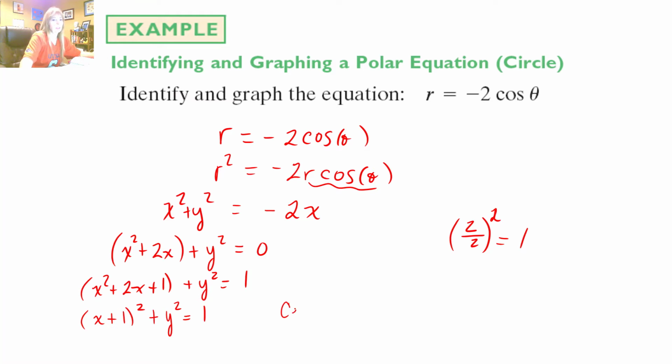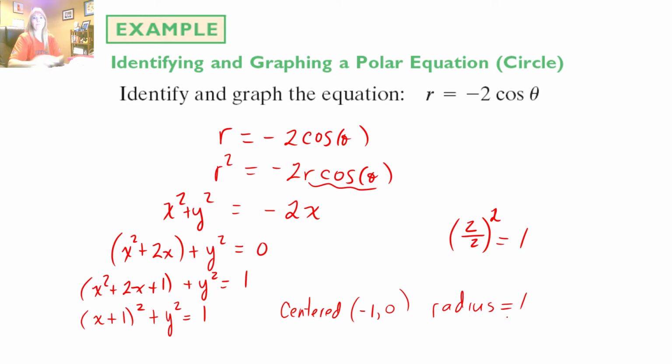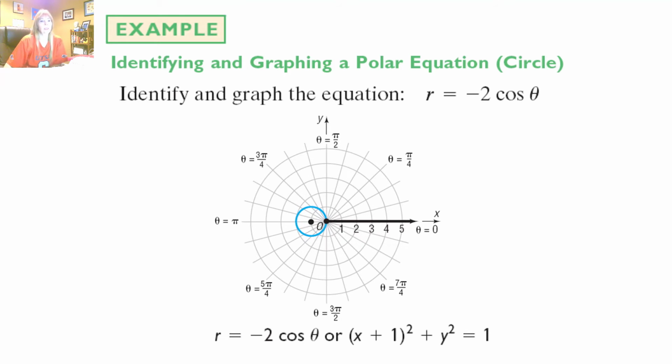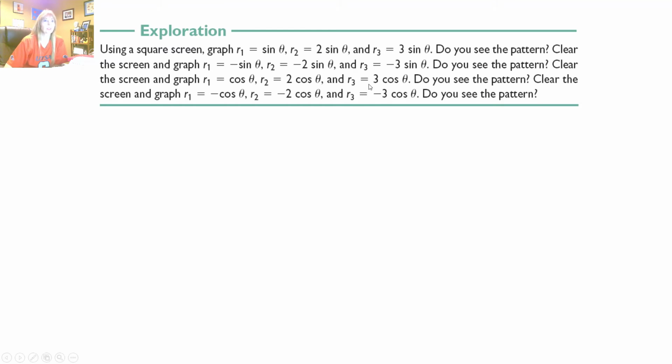So this is centered, that's a positive, so I need to make it a negative 1, 0, and with a radius of 1. Okay, so what does that look like? It looks like that.